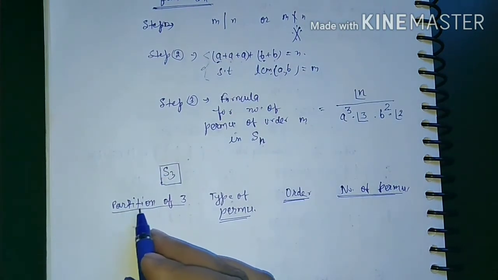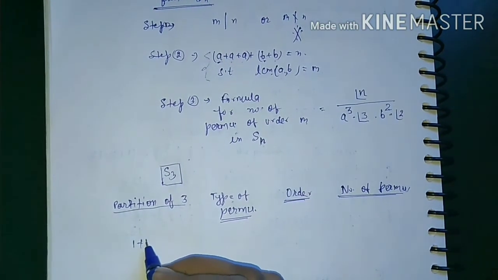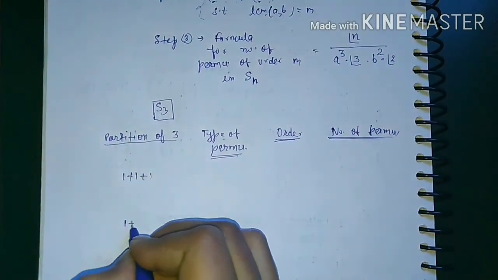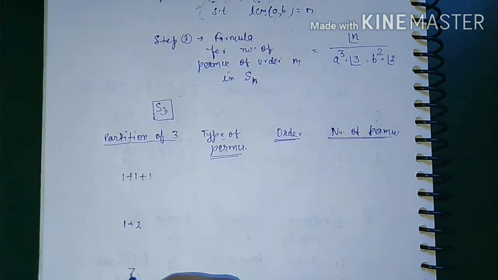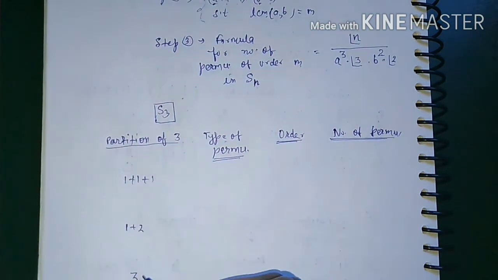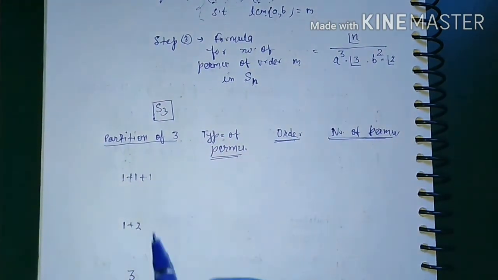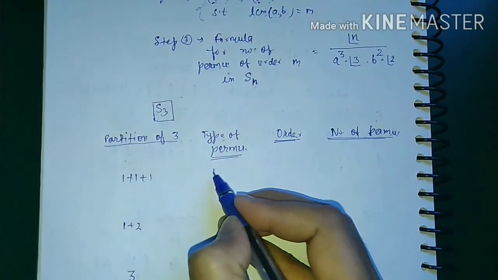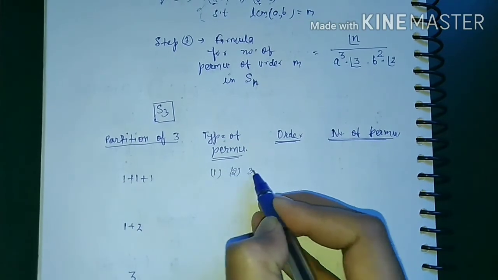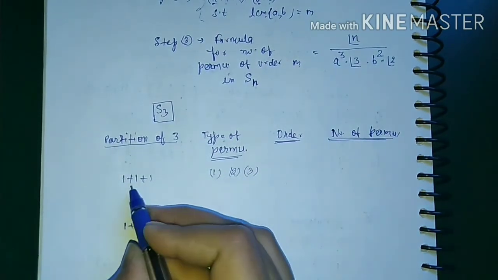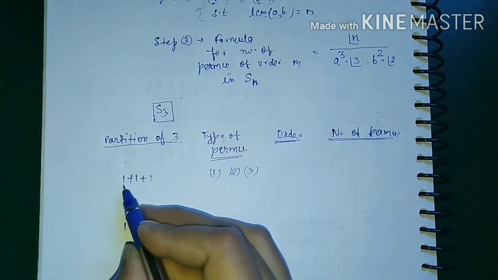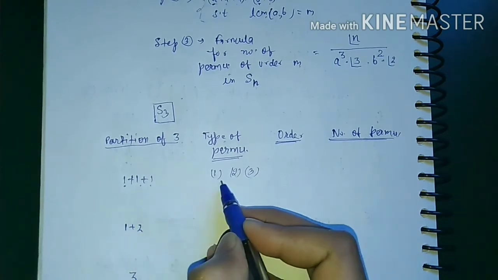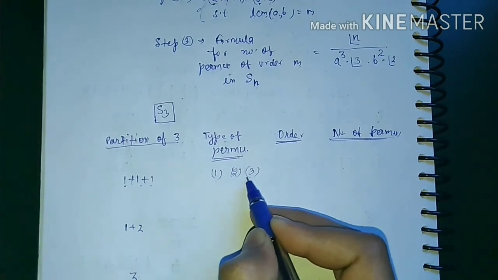So first the partition of 3 is 1 plus 1 plus 1, 1 plus 2, and 3. So these are the 3 partitions of the number 3. For the partition 1 plus 1 plus 1, the type of element is like this, 1 2 3. Here the number from the partition is the length of the cycle, that is 1, 1 and 1. So the length of all the cycles is 1.